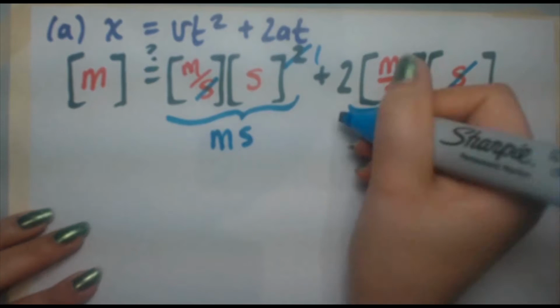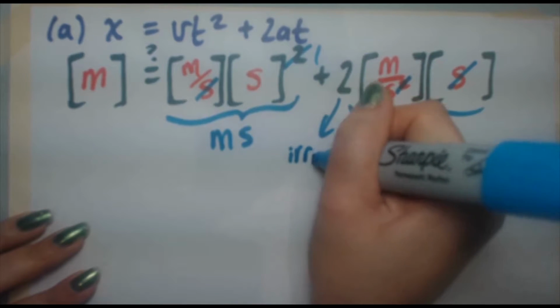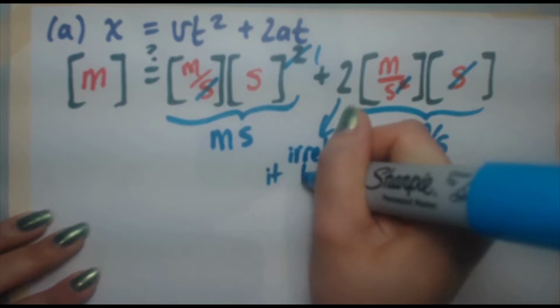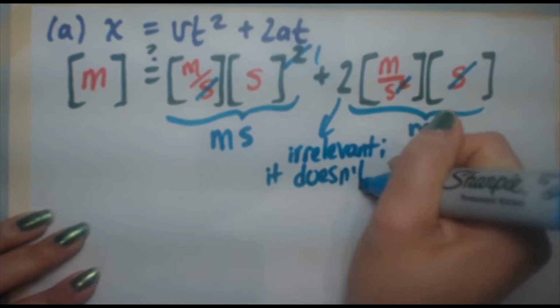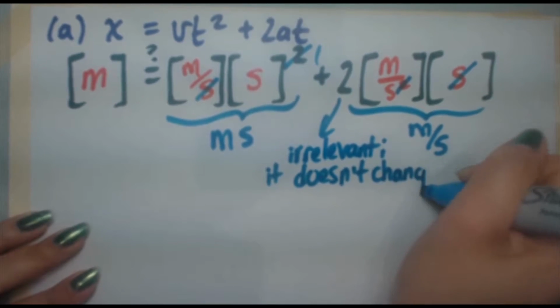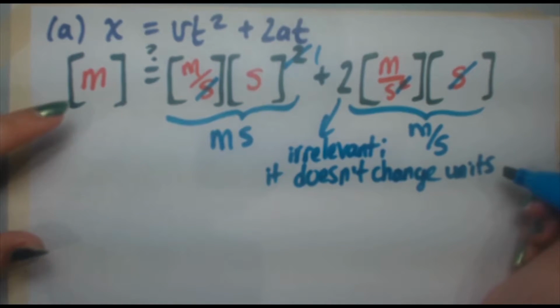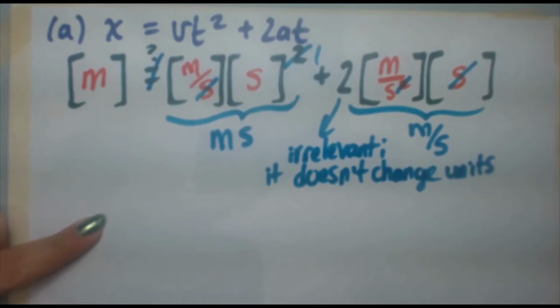And they definitely don't match up with what you have on the left. Again, remember, the 2 is irrelevant because it doesn't change the unit. So we can still figure out if the equation's right or wrong, which in this case, it looks like it is not equal. So A is not equal.